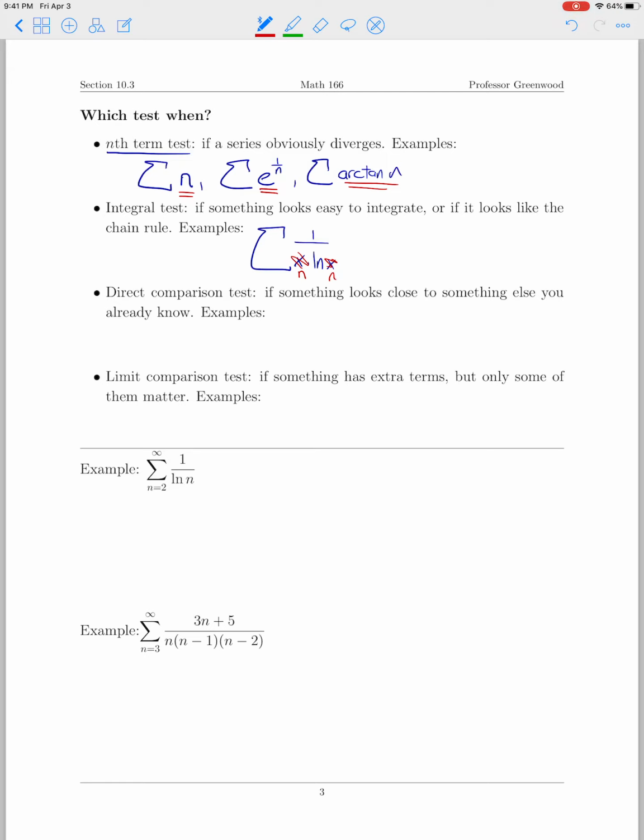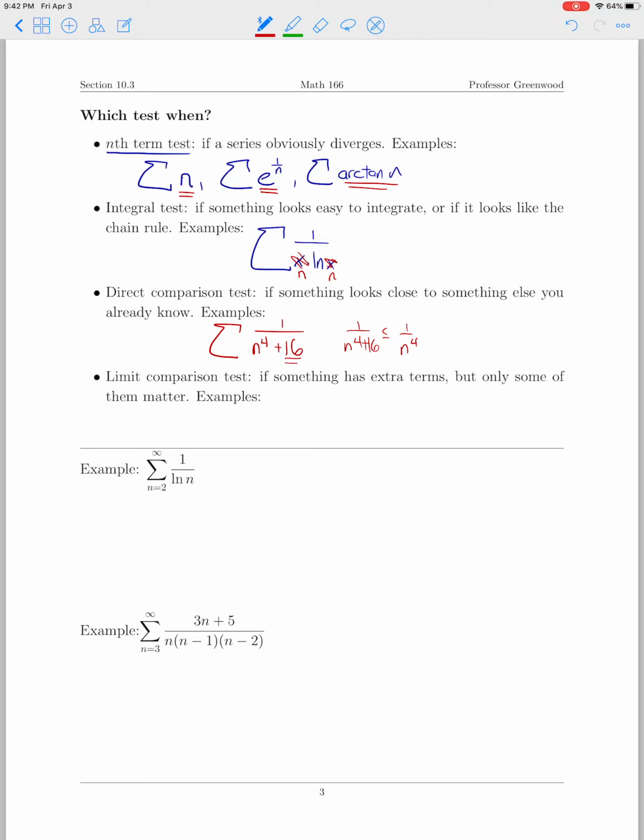A direct comparison test, on the other hand, is if there's something that, if you just got rid of it and made an inequality, then you would know how to handle it. And so an example might be if you had the series 1 over n to the 4th plus 16. And so this series right here, the plus 16 is only making the series smaller overall. And so it would be easier to just drop it. And so we already know that 1 over n to the 4th plus 16 is just less than 1 over n to the 4th. And that one already converges by the p-test.